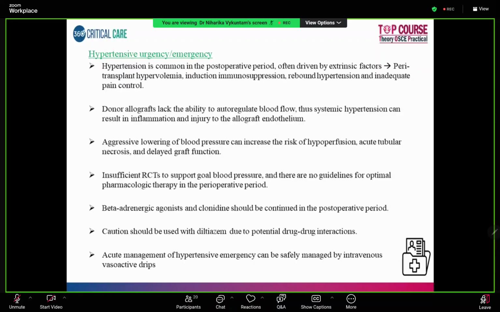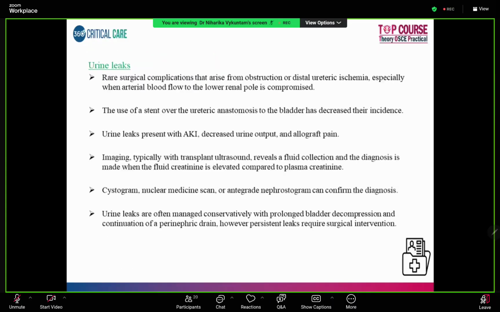Suppose the patient was on a beta adrenergic agonist or a clonidine preoperatively, you can continue this in the postoperative period also. But if the patient is on Diltiazem, better to stop it because it has a lot of drug to drug interactions with the immunosuppression drugs which we will start postoperatively. And if you want to manage acutely the hypertensive emergency, then any IV drugs will be helpful. This is how you manage your hypertensive urgency or emergency.